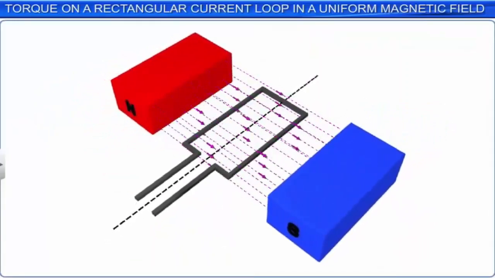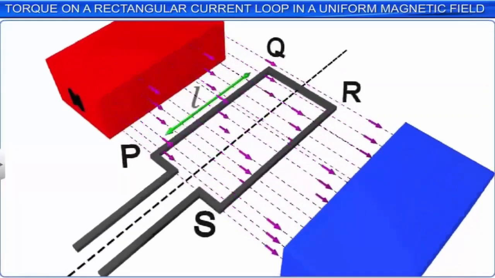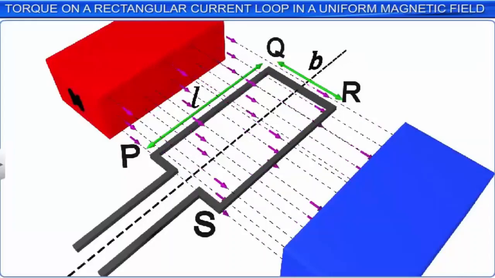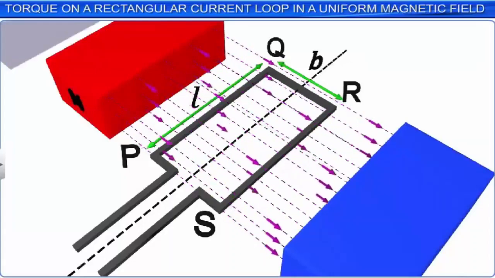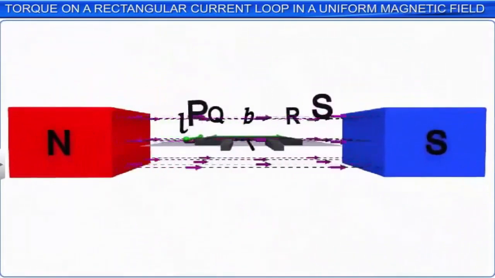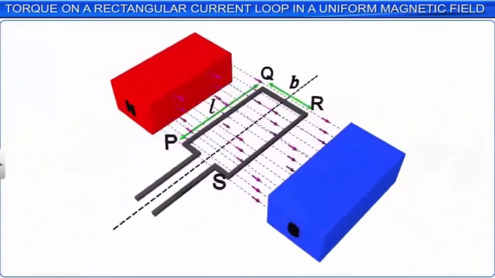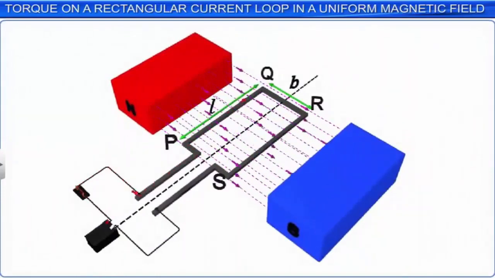Now, let us discuss the forces acting on a rectangular current-carrying loop when it is placed in a uniform magnetic field. Consider a rectangular loop PQRS of length L and breadth B placed in a uniform magnetic field in such a way that the plane of the loop is parallel to the magnetic field. Connect the rectangular loop to a battery as shown, such that the current in the loop is along the direction PQRS. Let B be the magnetic induction of the uniform magnetic field between the two magnets, and I be the constant current passing through the rectangular loop.